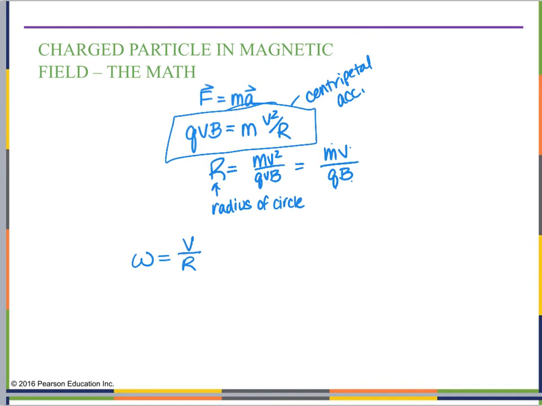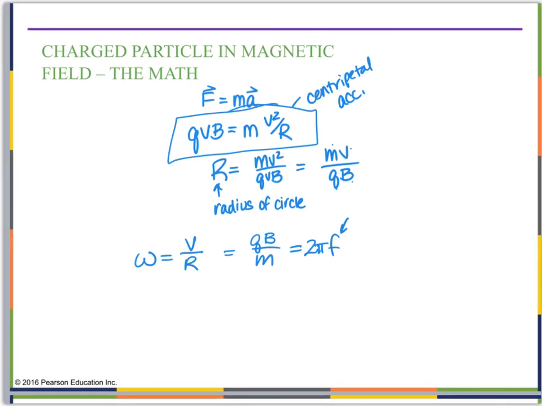And we could think about how we could rearrange these expressions to find V over R. And we would find that it was equal to QB over M. That's okay. But actually, the reason that I found that value isn't so much that I'm interested in the angular velocity, although you might be asked to calculate it. Remember that angular frequency is related to regular frequency through this relationship. And if we solve for F, it's QB over 2 pi m.